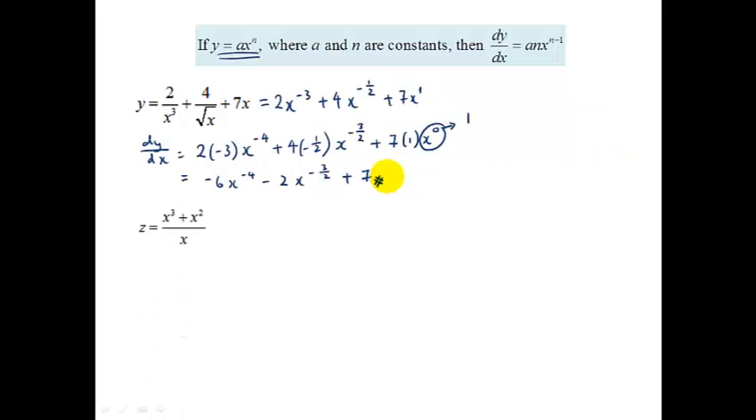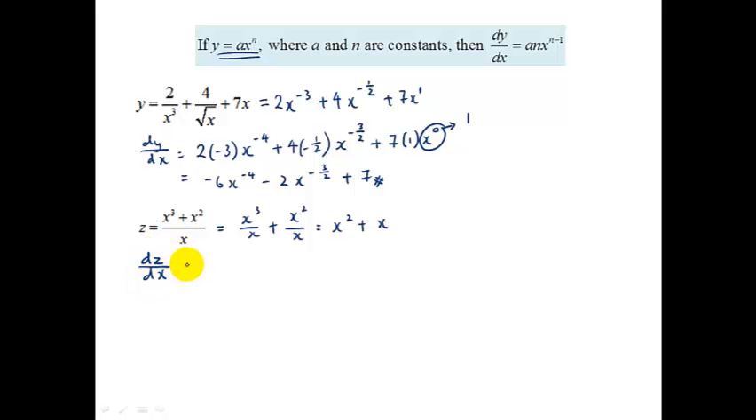Let's try another one. You're given z equals x cubed plus x squared over x. Now again, before I differentiate, I need to make sure it is of this form. So I am going to separate the fraction this way, and then I'm going to simplify term by term. x cubed over x plus x squared over x. So I'm left with this. Now I'm ready to differentiate.